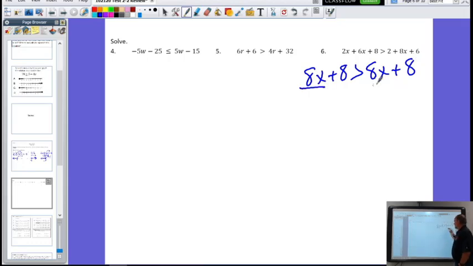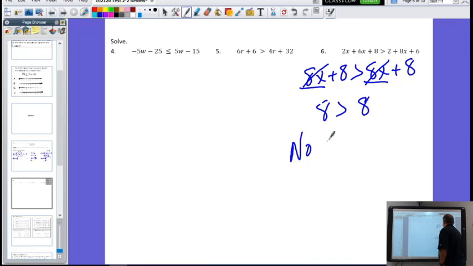I've got an 8x here and an 8x here. They are the same, unlike what it was on this one. So these 8x's go away, and we're left with 8 is greater than 8. Is that a true statement? No, it is not, so it is no solution. Okay, so that's how you work those first 6 questions.